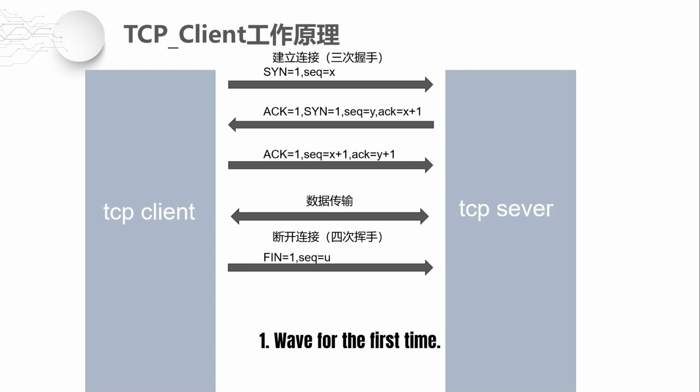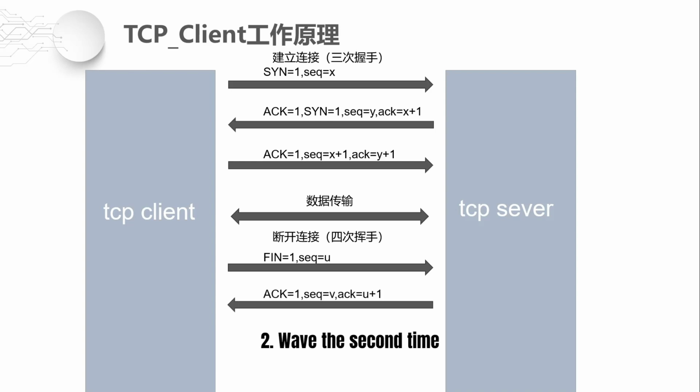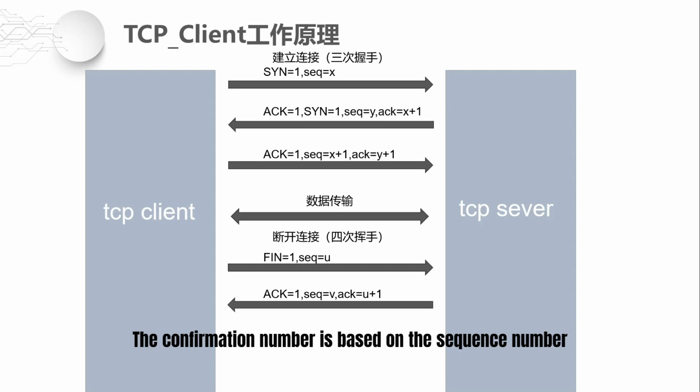1. The first wave. The client sends a FIN message to the server, turning off client-to-server data transfer. 2. The second wave. After the server receives the FIN message, it sends a TCP message with an ACK flag to the client. The confirmation number is based on the sequence number of the FIN message received from the client plus 1.